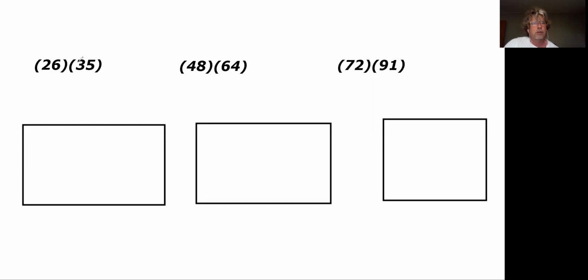So what I'm going to pick up on to start with is, I can partition this off into smaller rectangles. First off, I'm just going to break the 26 apart using place value. It's just going to be a 20 plus a 6. That's the easiest way to change it to an addition problem. And then this 35, I'm going to turn into 30 plus 5.